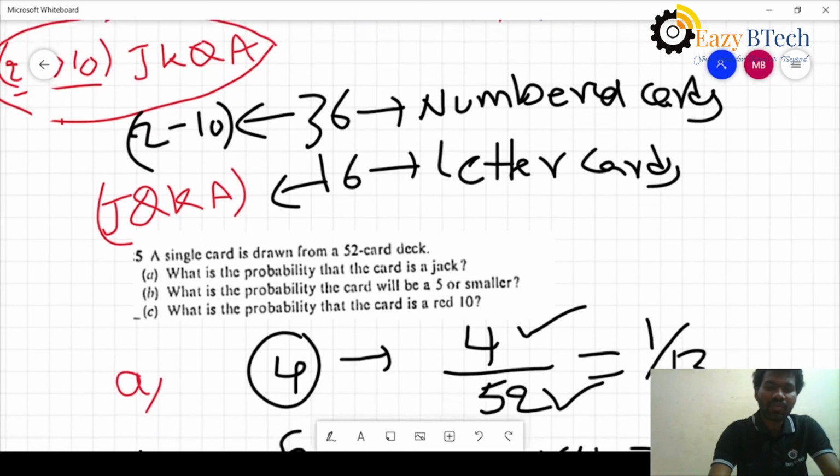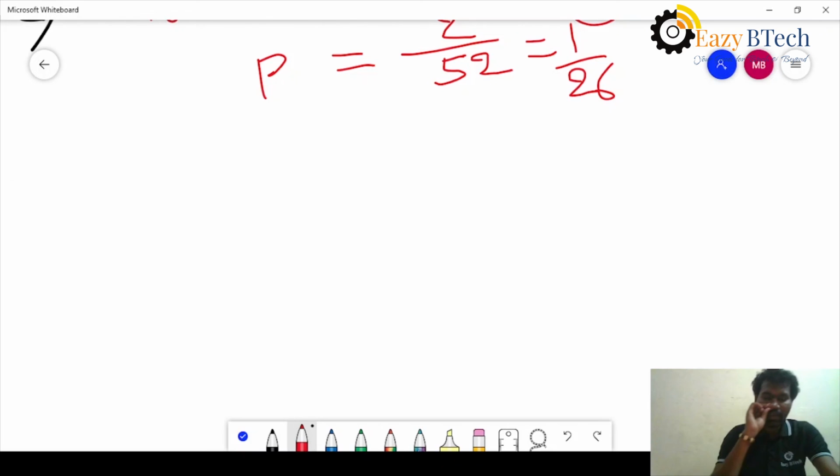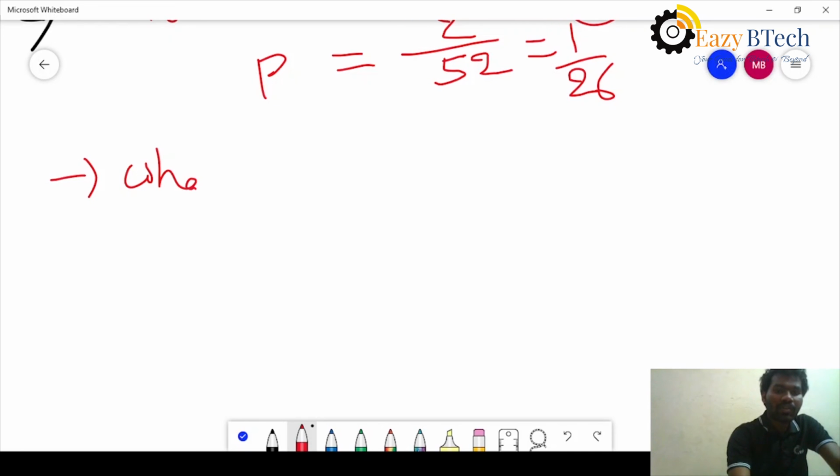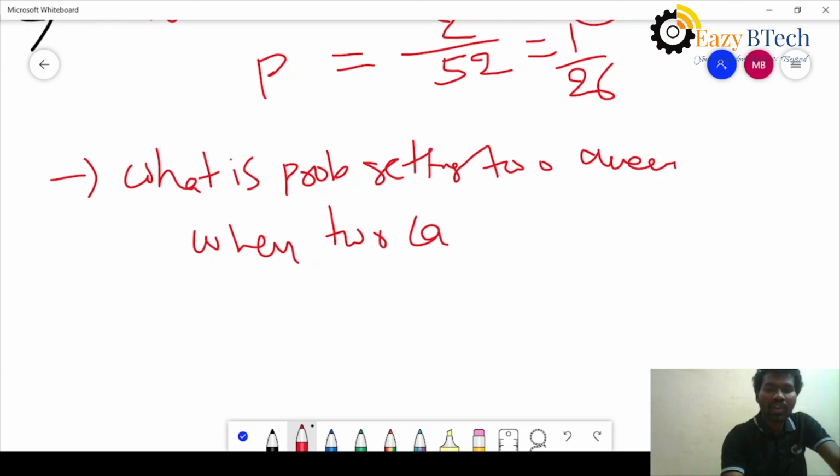Suppose they ask you in the same way in the cards problem, what is the probability of getting two queens? So the problem is like this: what is the probability of getting two queens when two cards are drawn?